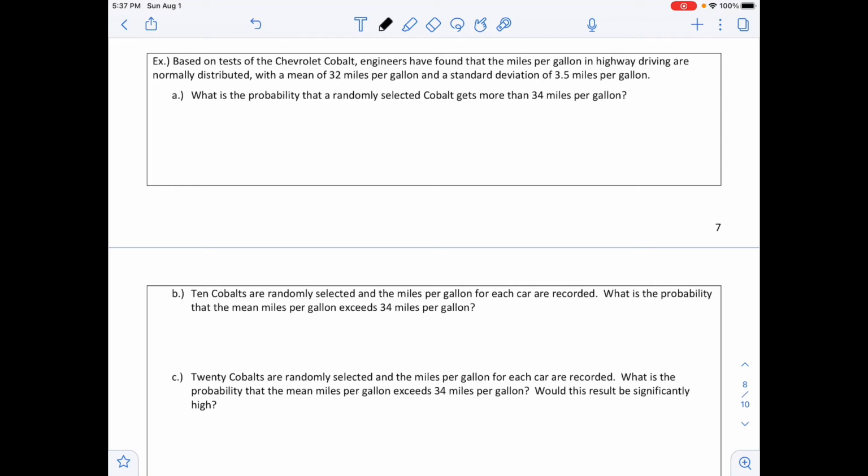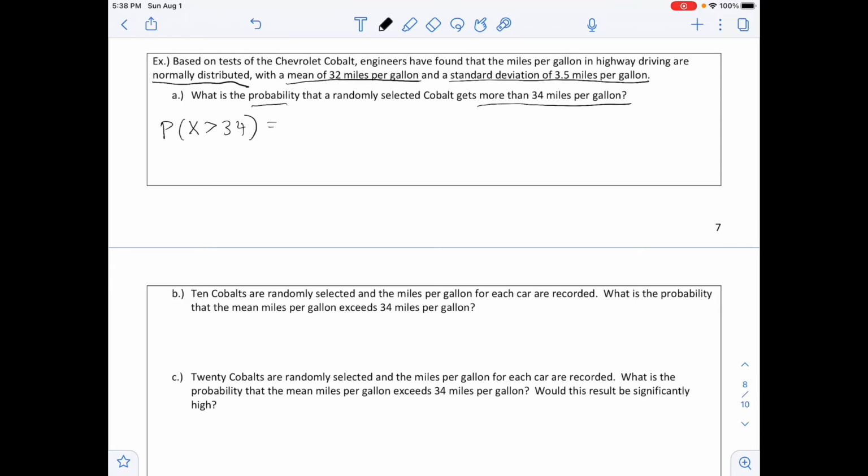The example says, based on the test of the Chevy Cobalt, engineers have found that the miles per gallon in highway driving are normally distributed. So they tell us it's normally distributed with a mean of 32 miles per gallon and a standard deviation of 3.5 miles per gallon. Part A says, what is the probability that a randomly selected Cobalt gets more than 34 miles to a gallon? So the probability that our Cobalt gets more than 34 miles to a gallon, and this looks just like what we saw before.